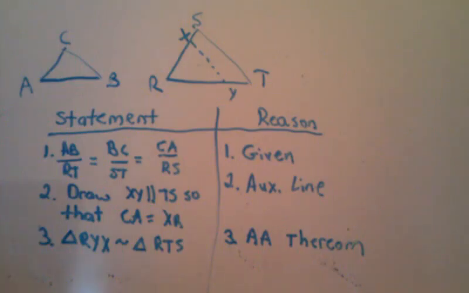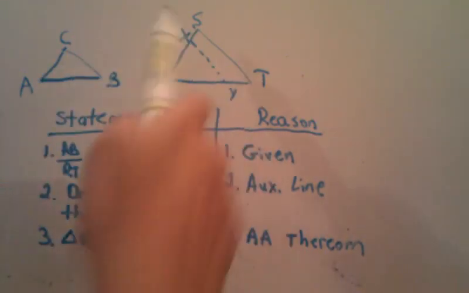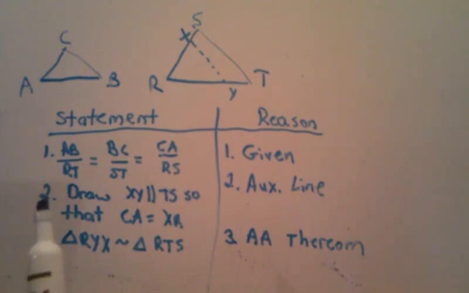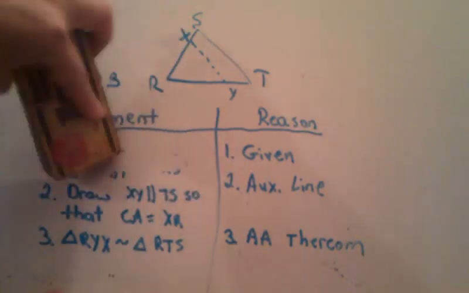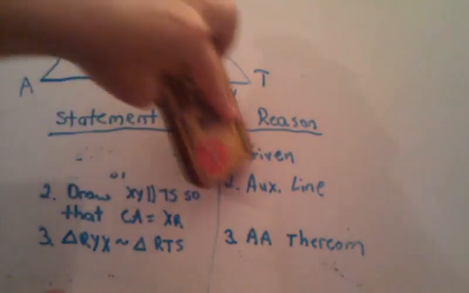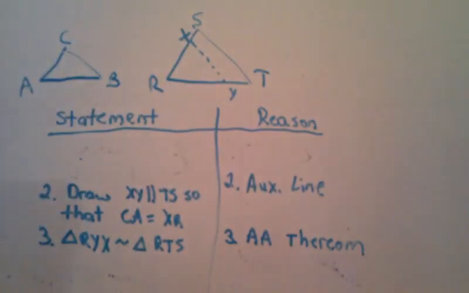Okay, now I'm going to have to erase part of this because I'm out of room. So now we know that triangle RYX is similar to triangle RTS. Alright? Let's go to number 4. Don't erase yours. Just keep going. I just ran out of room.